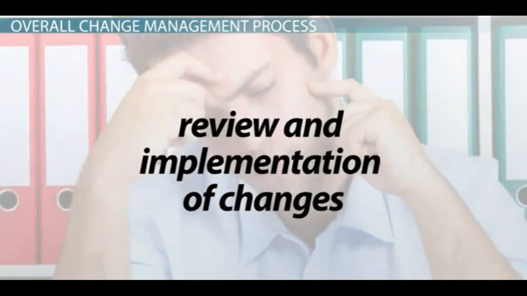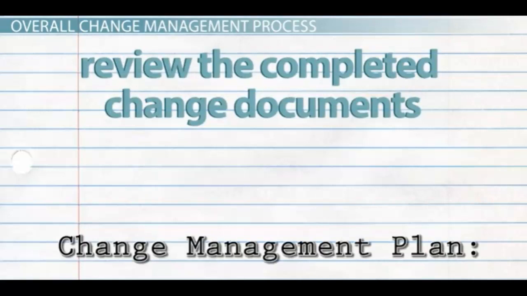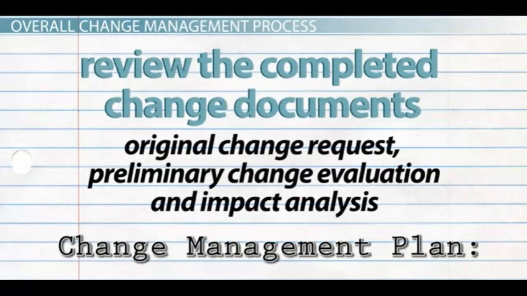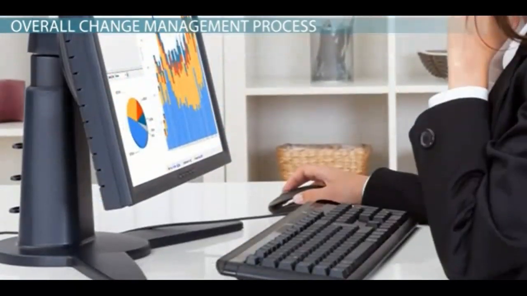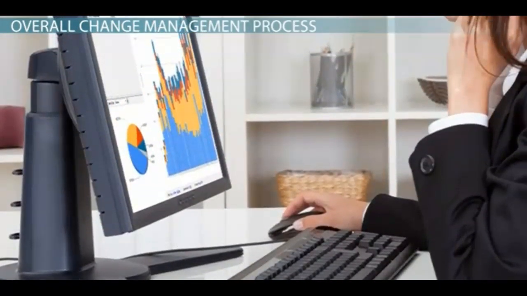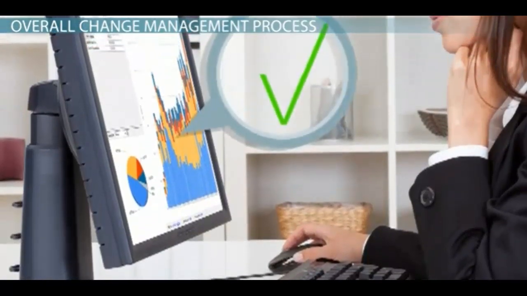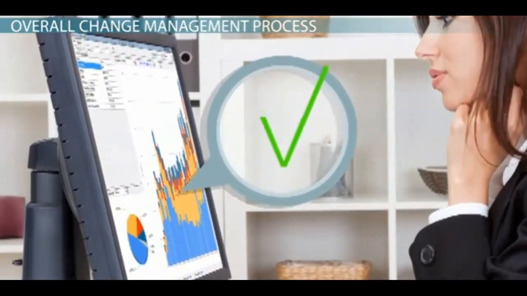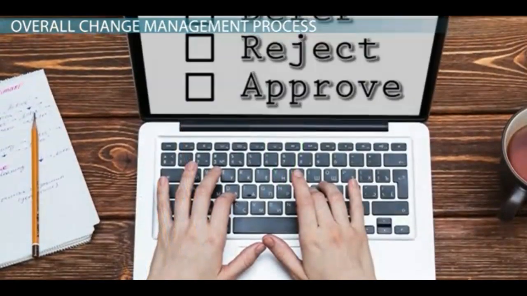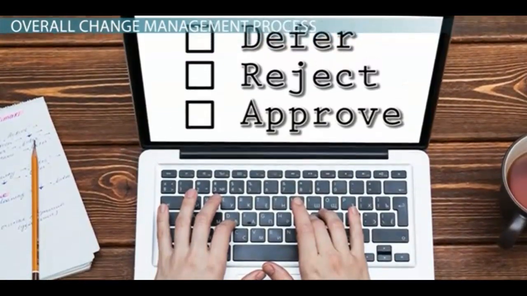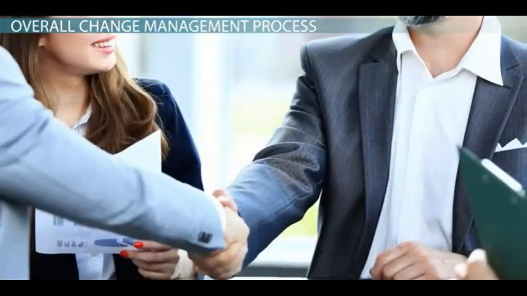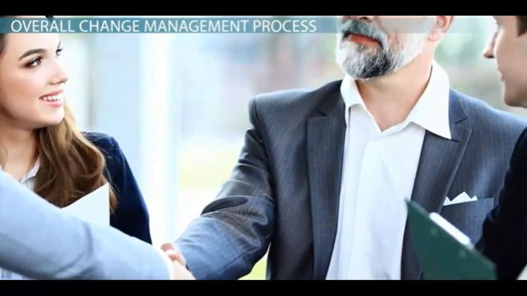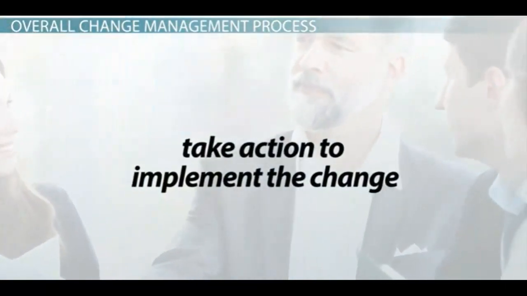Review and implementation of changes. The project manager will review the completed change documents, original change request, preliminary change evaluation, and impact analysis for completeness and accuracy. If there are no further evaluation questions, Jennifer will process the change request for approval in accordance with the corresponding change level approval guidance. The change request can be deferred, rejected, or approved by the approval authority. Based on the change request disposition from the approval authority, Jennifer will take action to implement the change.